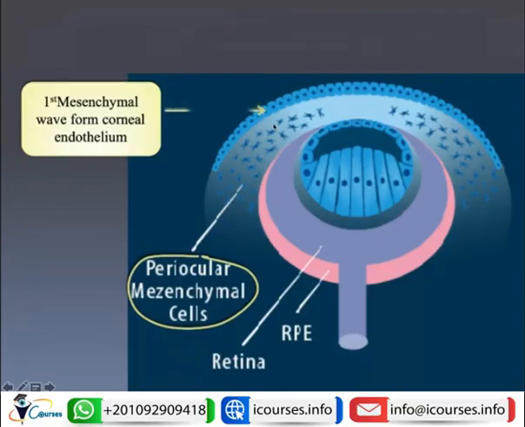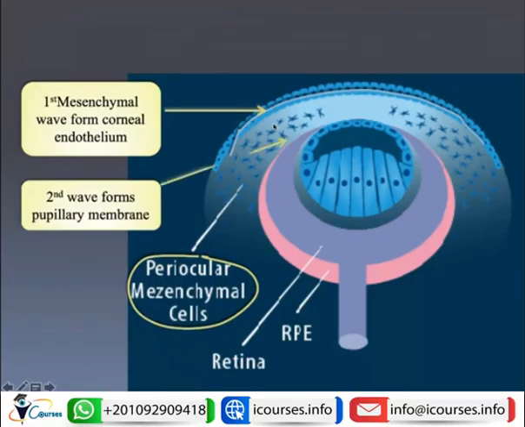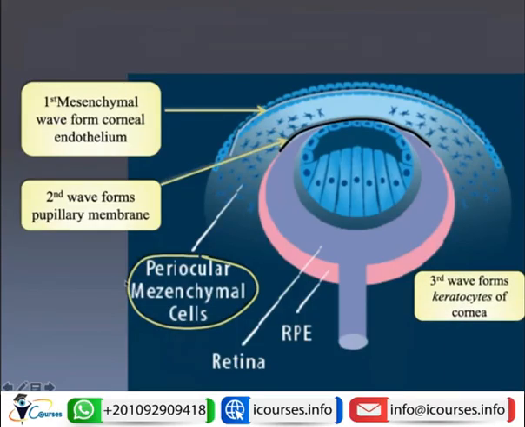Again, the first mesenchymal wave will form the endothelium, and the second mesenchymal wave will form the pupillary membrane, which will close the pupillary opening in early embryonic life until the 8th month, while the third wave will form the keratocytes. So what happens here is that there will be a slit-like atrophy or cleavage within the mesenchymal cells between the corneal endothelium and the pupillary membrane.